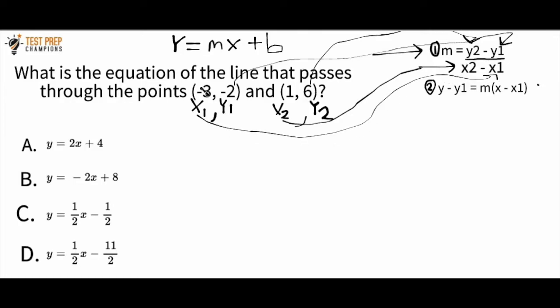So now let me rewrite this. The first thing I have to do is find the slope. Then it's just a matter of using the second equation, doing kind of the same thing we just did in the last question, but we have to get the slope first. Slope equals y2 minus y1.